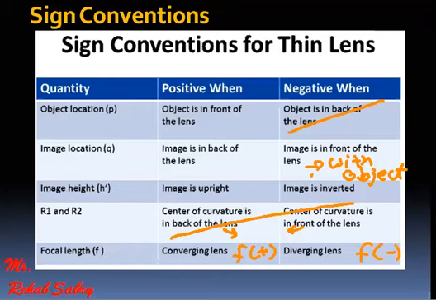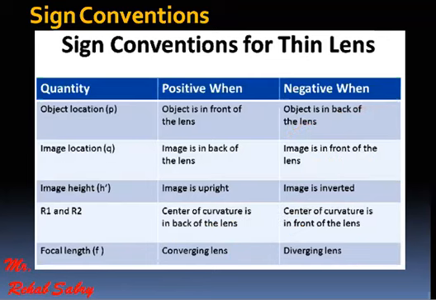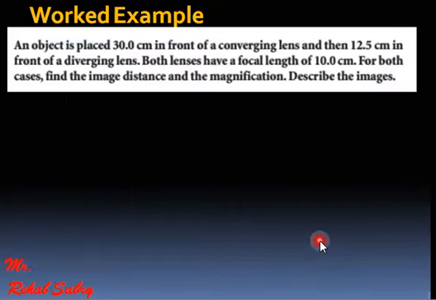Well, now we will have a numerical example to be able to apply. Let's read the example together. An object is placed 30 centimeters in front of the converging lens.